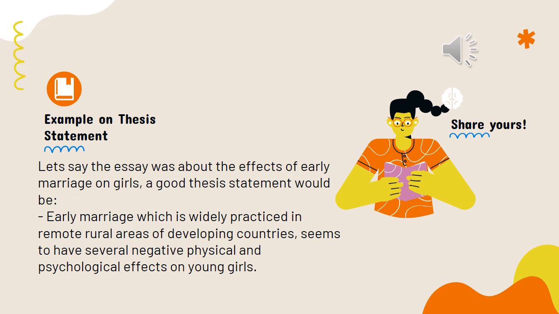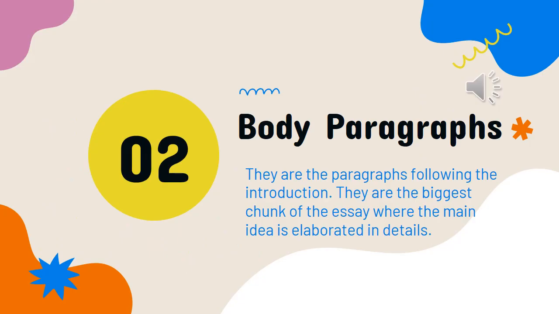From this thesis statement, which is coming at the end of the introduction and which is introducing the main idea of the essay, I can understand that this essay is about early marriage and more specifically the negative effects, more specifically the physical and psychological effects on young girls. So you can see by now how the thesis statement is so clear and it tells the reader what this essay will be about. By now you can see that we're done with the introduction.